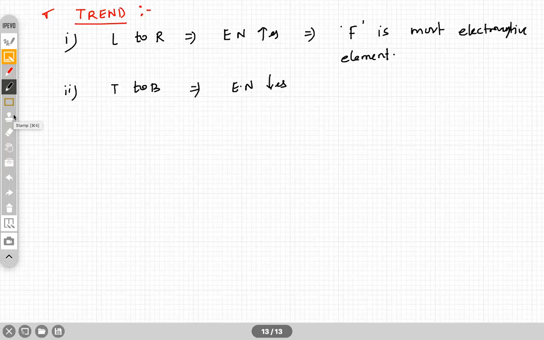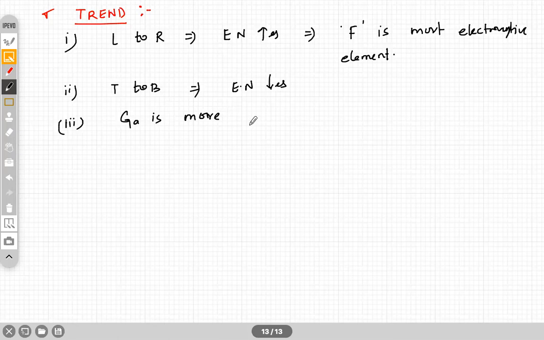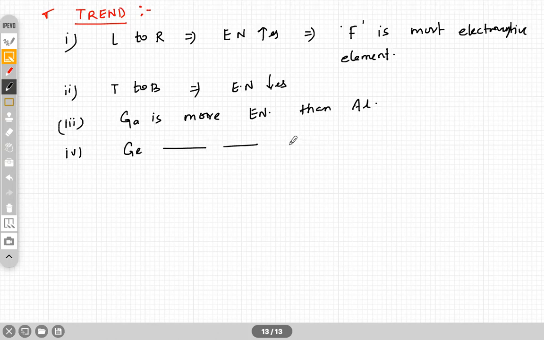Okay, write down electronegativity of gallium. I'll learn this way: gallium is more electronegative than aluminium. Similarly, germanium is also more electronegative than silicon.